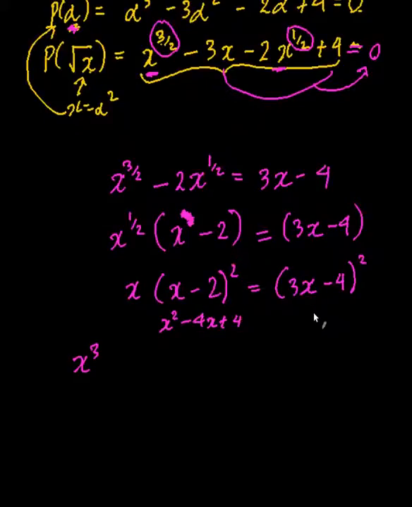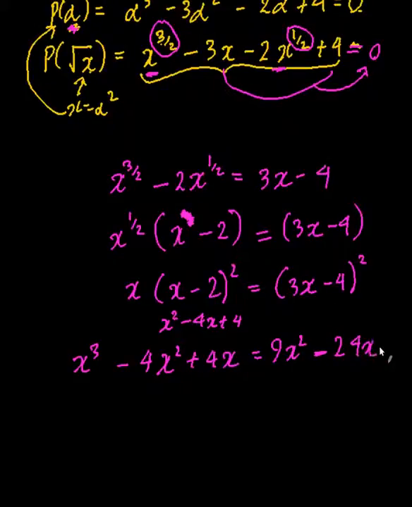Okay, I'm not going to do the same for the next one, but basically I will end up with minus 4x squared plus 4x on this side, and then when I expand this out, I will end up with 9x squared minus 24x plus 16 on this side. Okay, so bringing everything over to one side, I will end up with x cubed minus 13x squared, and then the rest is equal to 0.